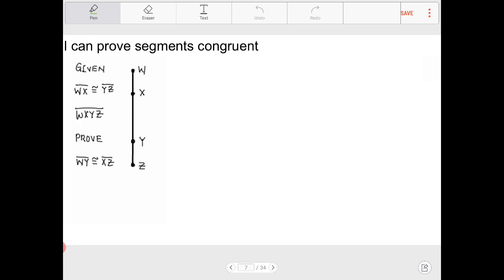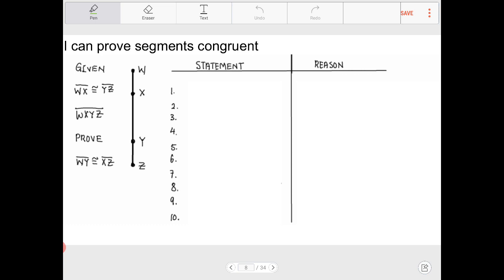Please take a moment and pause the video and copy down the set of givens here, and we're going to attempt to prove this. What I also want you to do is construct a two-column statement and reason chart like I have here. You don't need 10 lines here, but I've made 10 lines. Pause the video to see if you can draw all the stuff down and then mark up the diagram. So hopefully you had some time to do this.